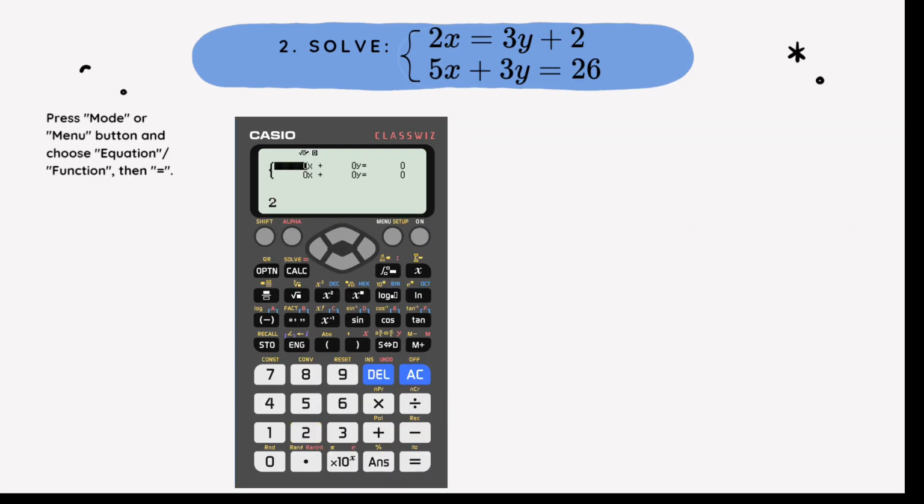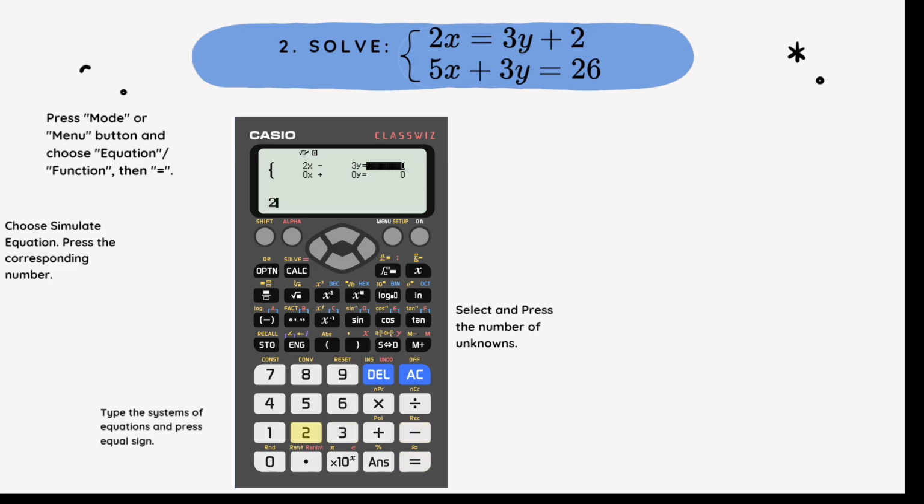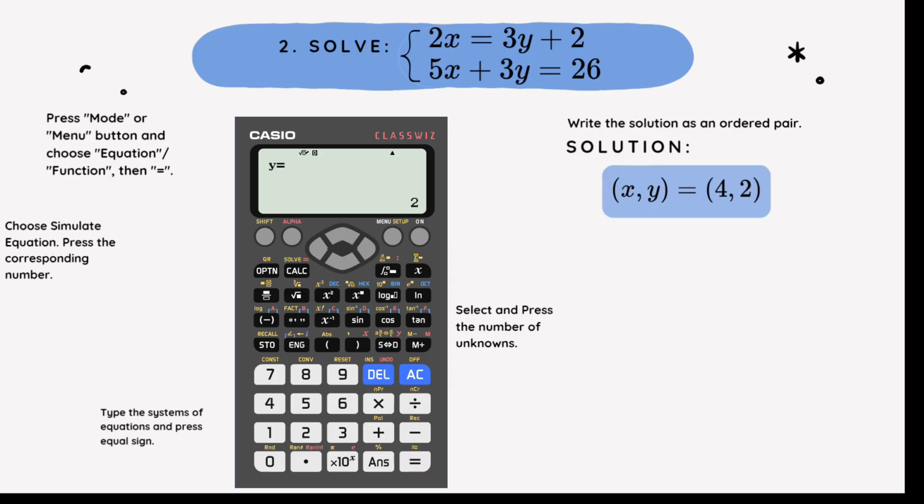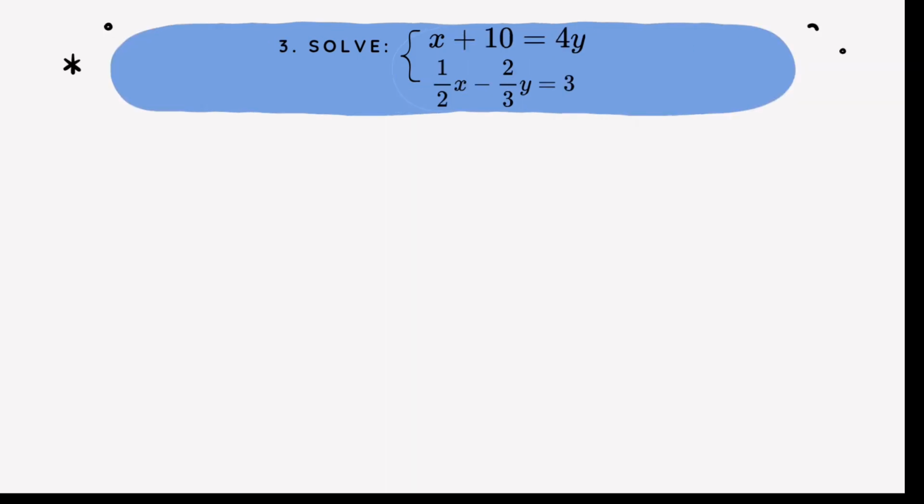Now, we will use a calculator. So, earlier, we already set up our calculator into solving linear equations. We already pressed the number of unknowns. So, we may now skip steps 1, 2, and 3. Let's begin with typing the systems of equations and press the equal sign to solve for the values. Then write the solution we got from our calculator. We have (x, y) equals (4, 2), which is also the same as what we have solved earlier. And as we have already checked, they are correct. Move on to our next example.